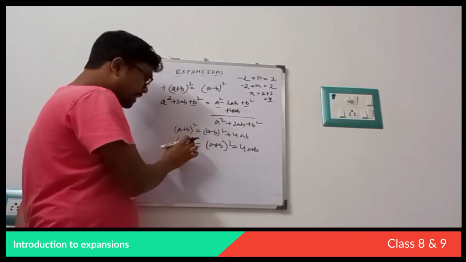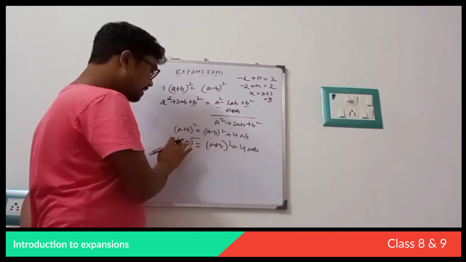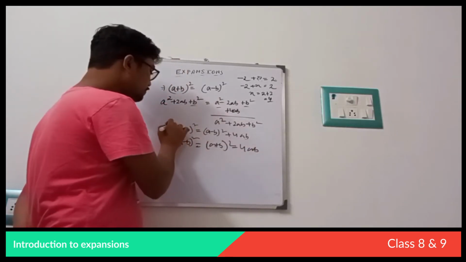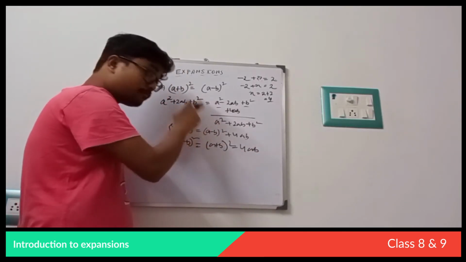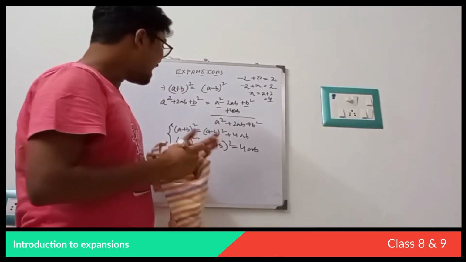And suppose if you find a minus b whole square, then what happens? You write a plus b whole square. Then the sign is minus, then give the sign minus. Then write 4ab. This is a very important trick, and these two formulas will help you to solve many types of problems.